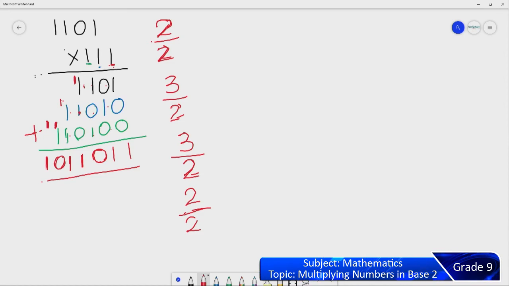Now for all of these examples that I would have worked, one thing you can do to confirm that the answers are correct is to convert them to base 10. And this is a topic that you guys would have covered in grade 8. So whenever you have the time, convert it to base 10 and then multiply as per normal and see if the answers will remain the same.